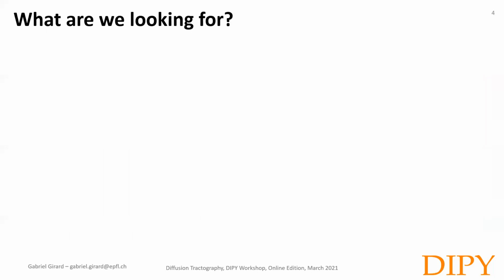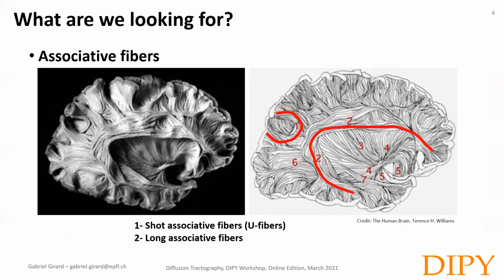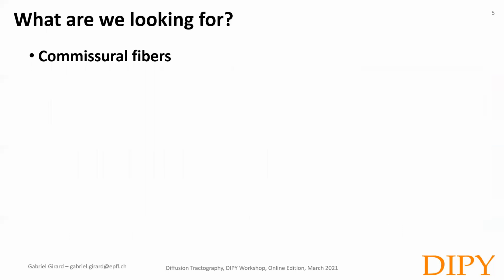With diffusion tractography, we want to estimate the trajectory of white matter pathways. They can be divided in three groups. The first is the associative fibers. They connect the gray matter cortical areas within each hemisphere, like these short U-shaped fibers or these long fibers connecting the frontal lobe to the temporal lobe.